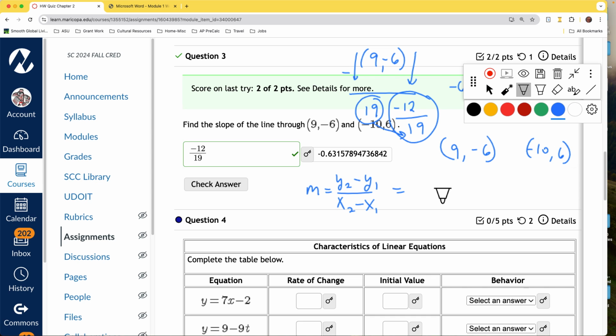Choose one of the y's to be the y1. I'll do 6 minus negative 6. So if I use the 6 as the first one, then I would use the negative 10 here, minus 9. 6 plus 6 is 12. Negative 10 minus 9 is negative 19. Notice I got the same value, just the negatives in the other place. So it doesn't matter the order you do it in. Doesn't matter if you want to use the vertically crosswise or the formula method. You'll get the answer the same both ways.